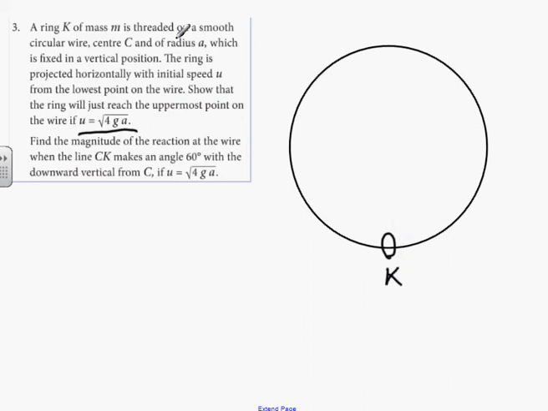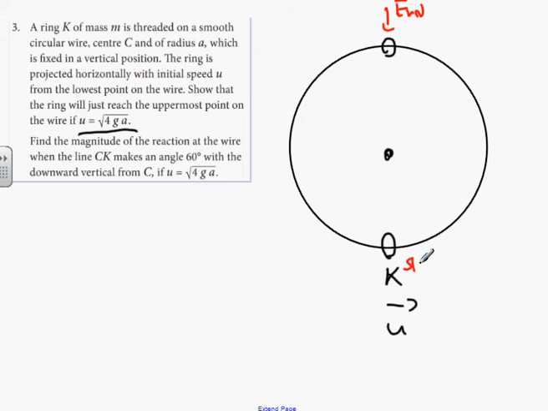Ring K is threaded on a smooth circular wire, centre C of radius a, which is fixed in a vertical position. The ring is projected horizontally at speed u from the lowest point of the wire. Show that the ring will just reach the uppermost point. So it's going to go from this position here, the start, to this position at the end.